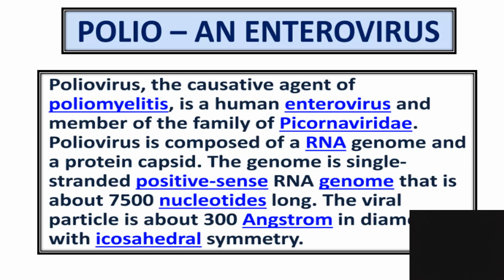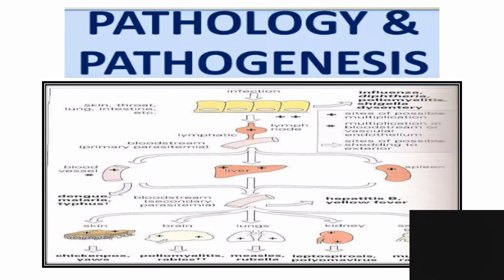Next is polio. The main concern virus of enterovirus is poliovirus. Poliovirus is the causative agent of poliomyelitis in humans, under the family Picornaviridae. It is a single-stranded, positive-sense RNA virus, 7,500 nucleotides long. The length is too big. The viral particles are 300 angstroms in diameter and have isohedral symmetry, that means a symmetrical body with an isohedral pattern.